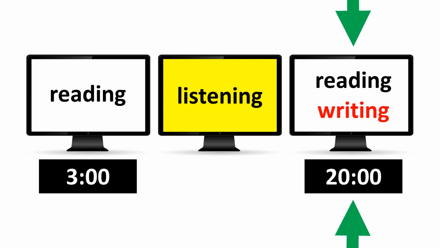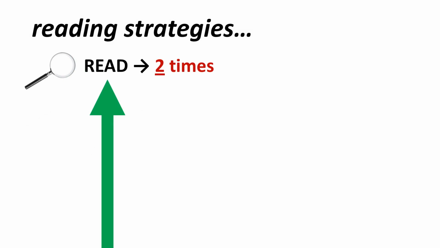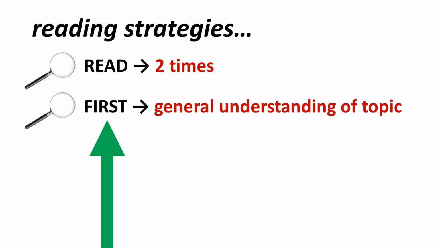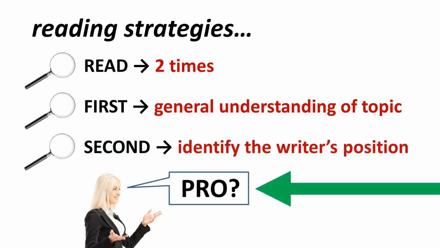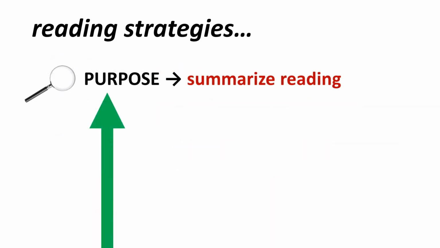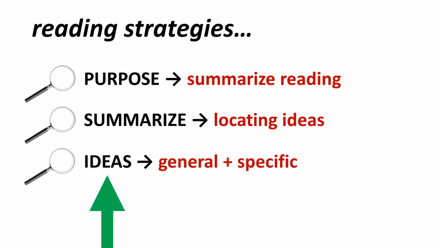Next, let's talk about reading strategies. Read the passage 2 times. The first time, read for a general understanding of the topic. The second time, identify the writer's position. Is it pro or con? As you read, remember the purpose of this task. The purpose of this task is to summarize the reading. When you summarize, you are locating ideas in the passage. Those ideas are general and specific ideas.